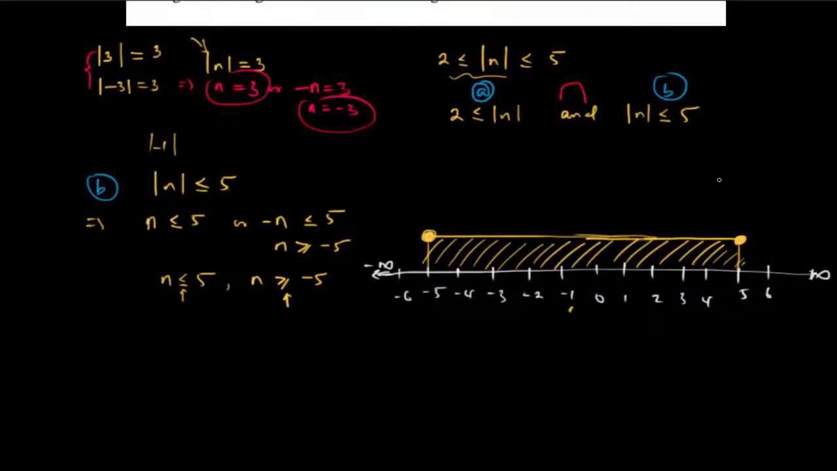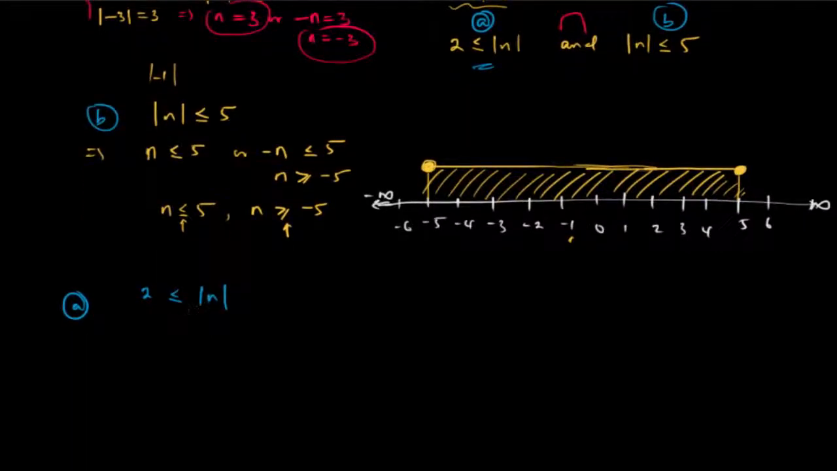So that's B. Now let's do A. What A says is 2 is less than or equal to root n. So we want to solve 2 less than or equal to the absolute value of n. I could rewrite this: if 2 is less than or equal to the absolute value of n, it's the same thing as saying the absolute value of n is greater than or equal to 2. I've not really done anything, I'm just changing the way they are written.